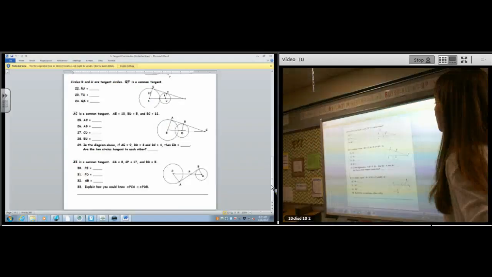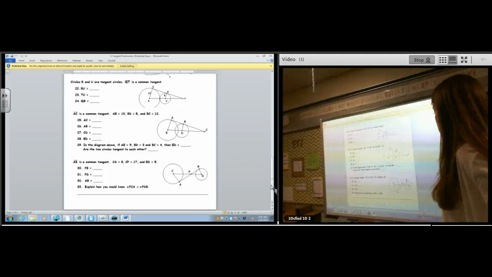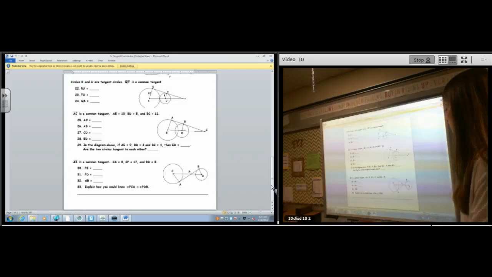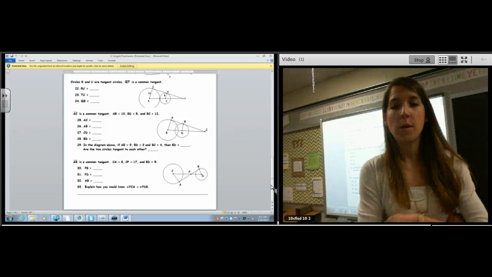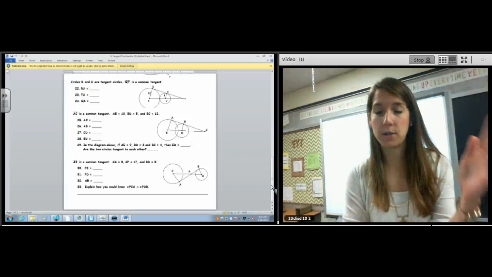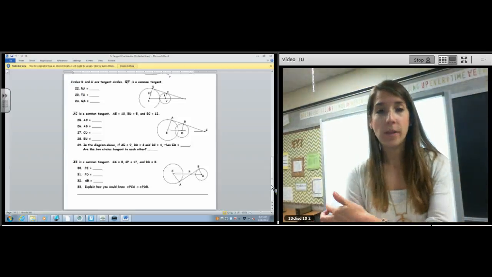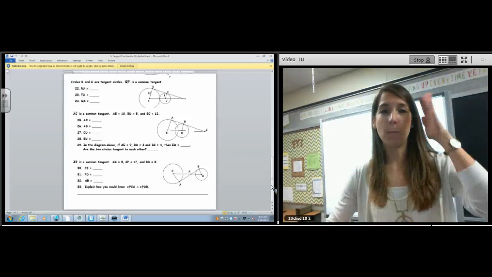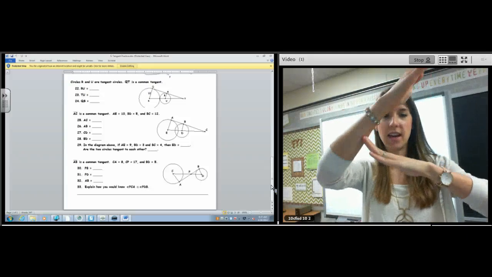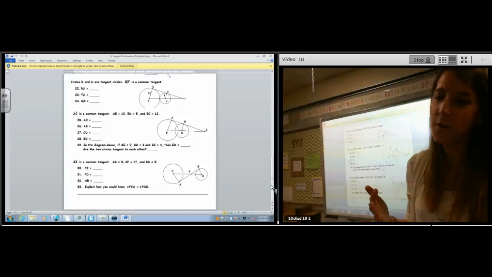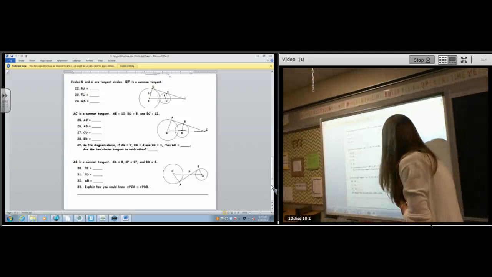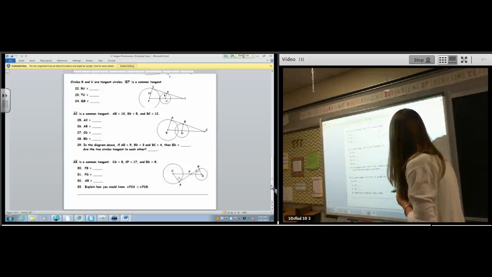So looking at 30 through 33, first of all, it says AB is a common tangent. So we know that AB is tangent to both circle C and circle D. We learned on Friday that when a radius meets a tangent line, you get a right angle. You're supposed to repeat that chant to yourself over and over until you know it really well. So when a radius meets a tangent line, you get a right angle, radius, tangent line.